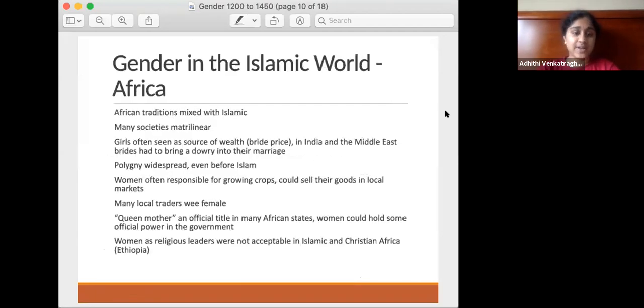As for Africa, African traditions mixed with Islamic ones. Many societies were matrilineal. Girls were often seen as a sort of wealth, like a bride price. And in India and the Middle East, brides had to bring a dowry into their marriage.